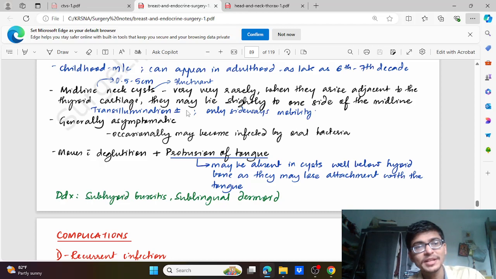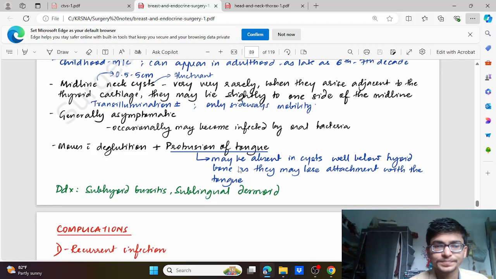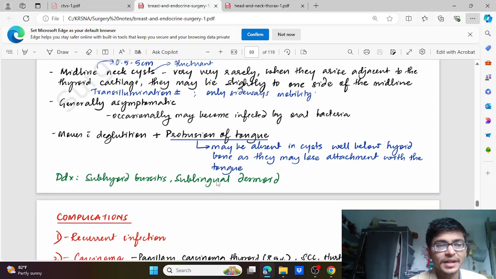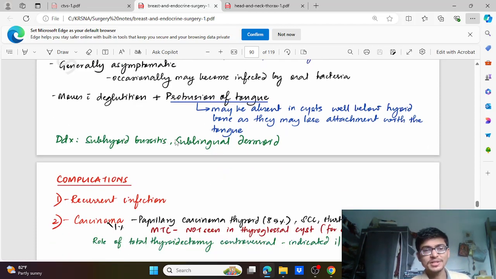Transmission may or may not be there. Sideways mobility is there, but vertical mobility is not. These are generally asymptomatic unless they are infected by oral bacteria. It moves with deglutition. It may or may not move with tongue protrusion. Then, if they are below the hyoid, they may have lost attachment with the tongue. Differentials would be subhyoid bursitis or sublingual dermoid.